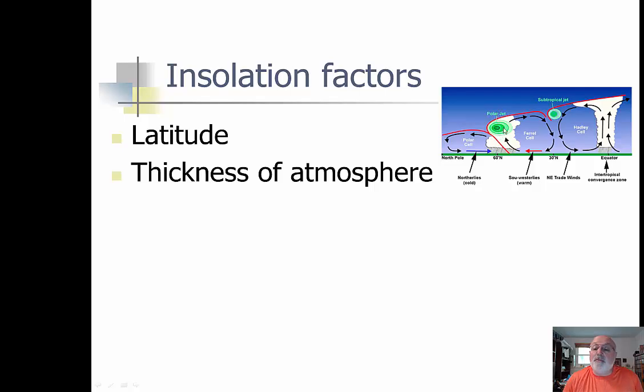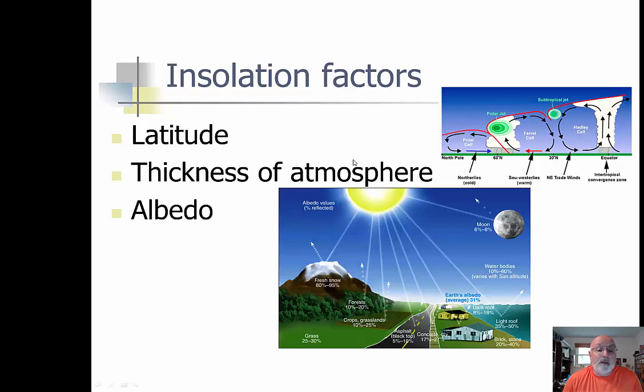We get another nice rain up here around 60 north. We have what are called the horse latitudes here, 30 degrees north, and we have the polar desert area up here at 90, and also in the southern hemisphere. We get those same things.